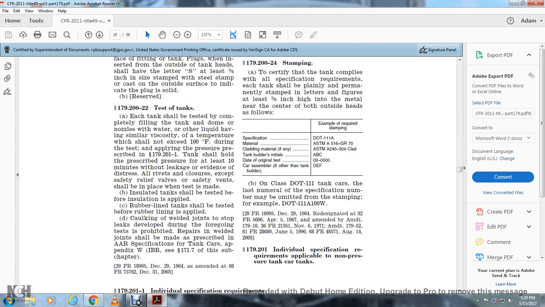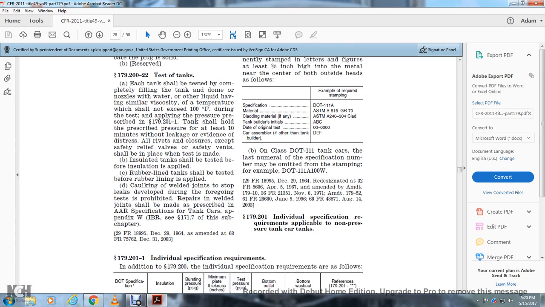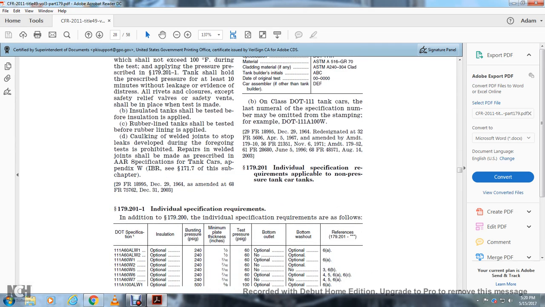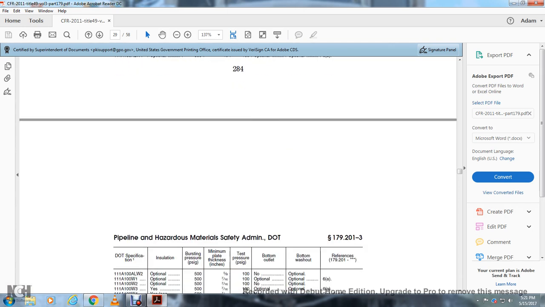179.201 Individual specification requirements for the applicable non-pressure car tanks. The specification: insulation, bursting pressure PSI, minimum plate thickness, test pressure, bottom outlet, bottom washout references.